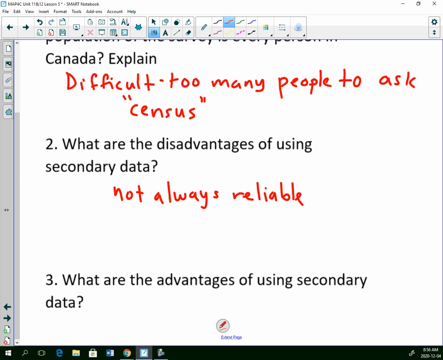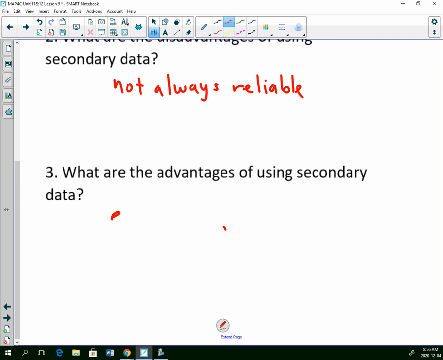The advantages of using secondary data is it's easy to collect, right? It's an easy source. It's easy to access and collect, right? It's already there, right? So you don't have to do the legwork. You don't have to go out and do the survey or ask the interviews. It's already there, so it's easy to access that information.